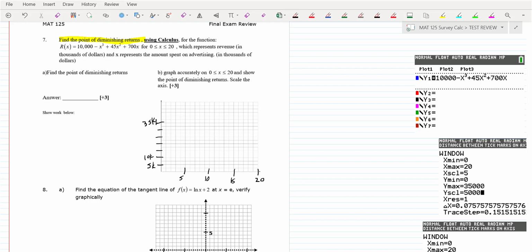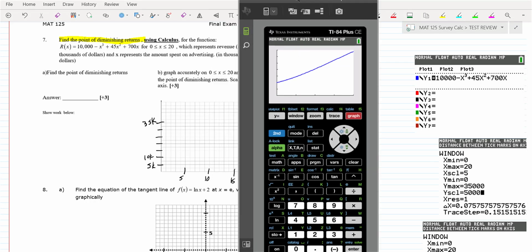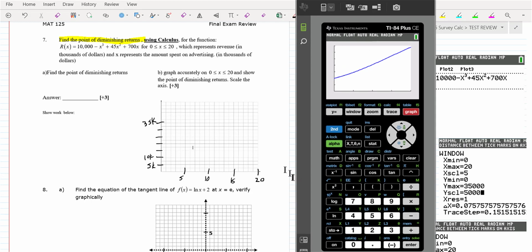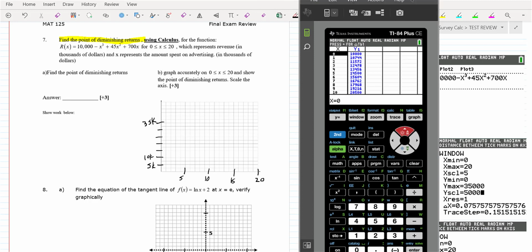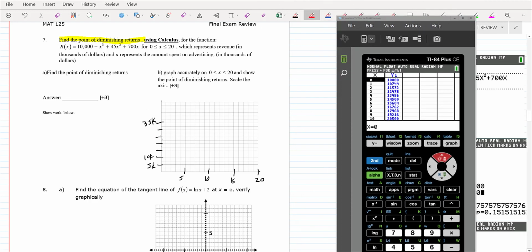Then what you want to do is just get probably 3 good points. If you get 3 good points, that's good enough. I would just use the trace feature or the table of values. It doesn't matter. If I go to the table of values, the first logical point would be 0, 10,000. So I would just do that and label it. If you label it, it makes me happy. It makes it easy to grade. You could put 10K there. That's your first point. Then I'd go to 20.